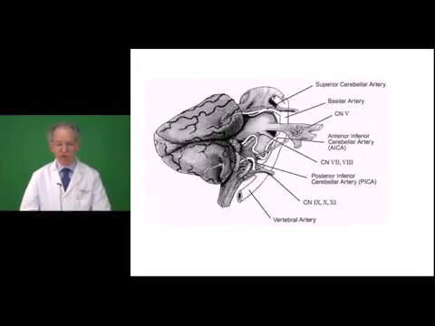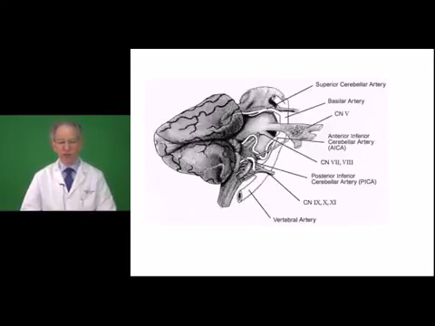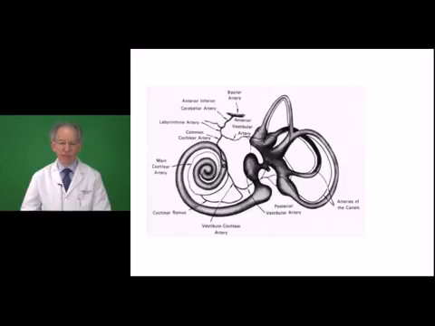Here is a diagram of the blood supply of the central vestibular structures, including the brainstem and cerebellum. And you will note that the vertebral artery and its various branches are essential for providing blood supply to the central structures, important for dizziness and disequilibrium.